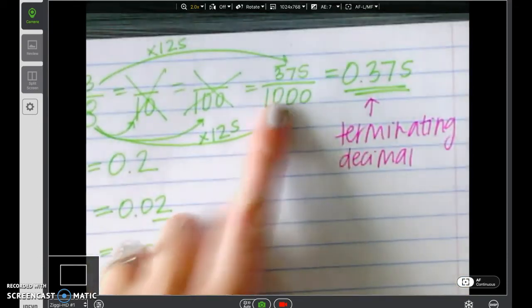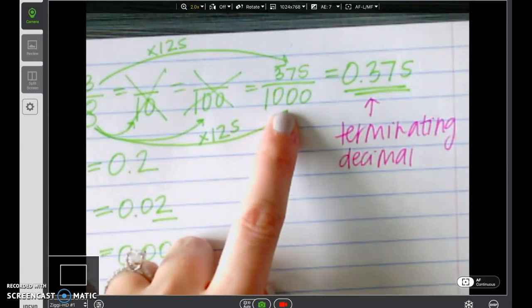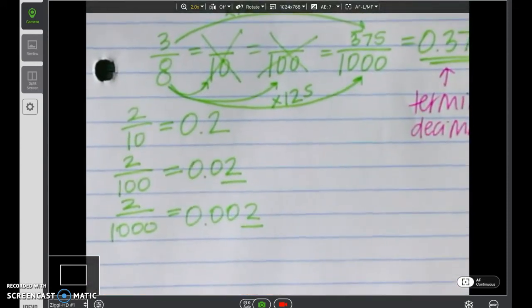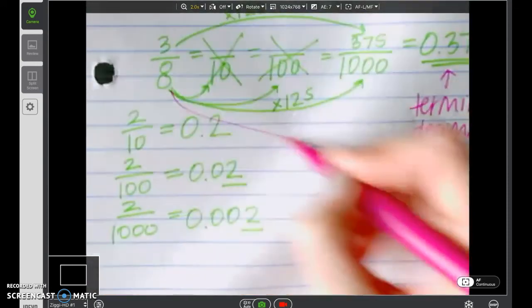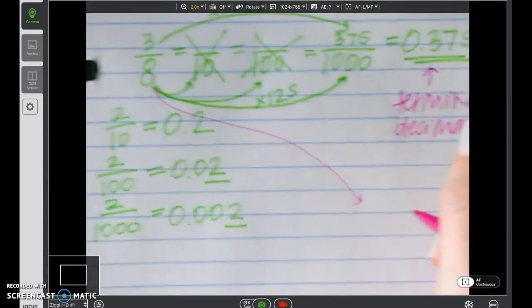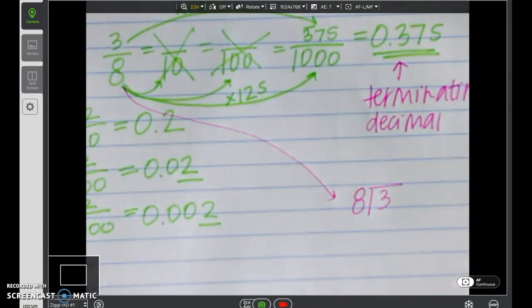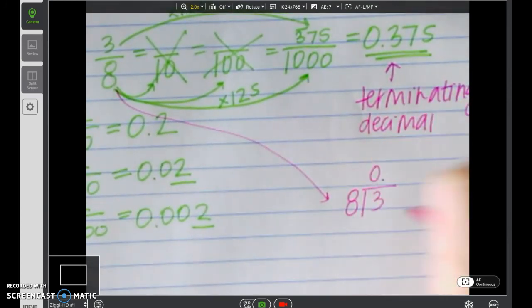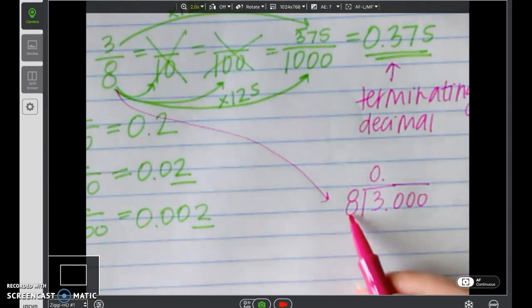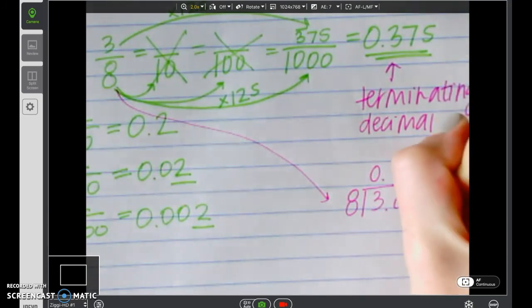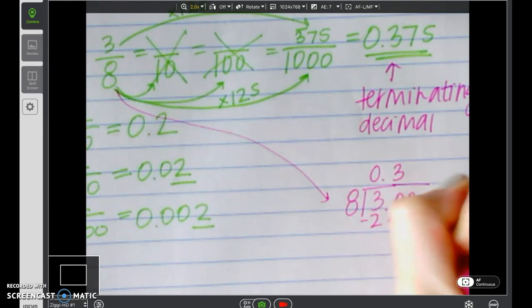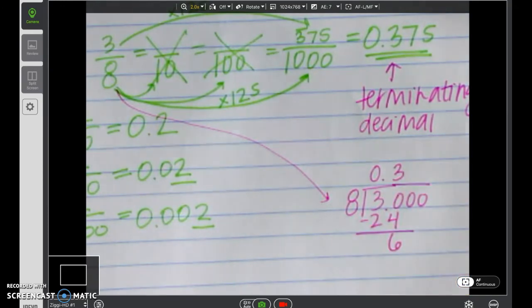If you did not know about scaling up 3/8 to 375 thousandths, something else that you can do to change this fraction to a decimal is you can actually divide. So I can do 3 divided by 8. 8 will not go into 3, so I'll say that's going to be a 0. To keep dividing, I'm going to add my decimal and my zeros. So then 8 goes into 30 3 times. 8 times 3 is 24. I subtract and get 6.